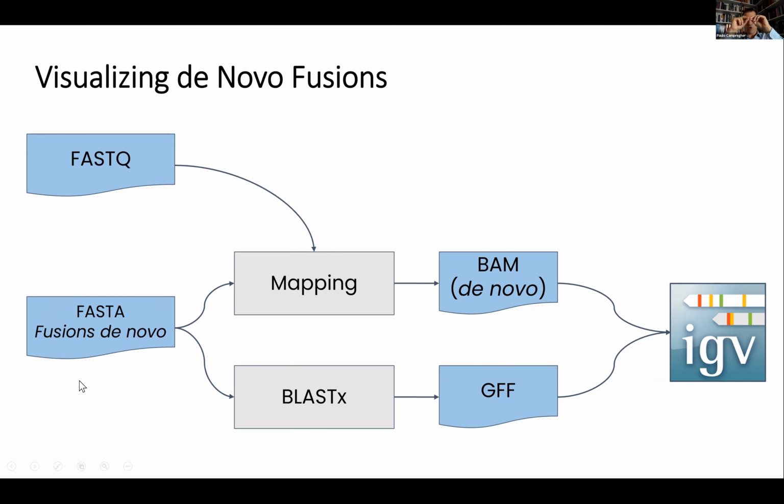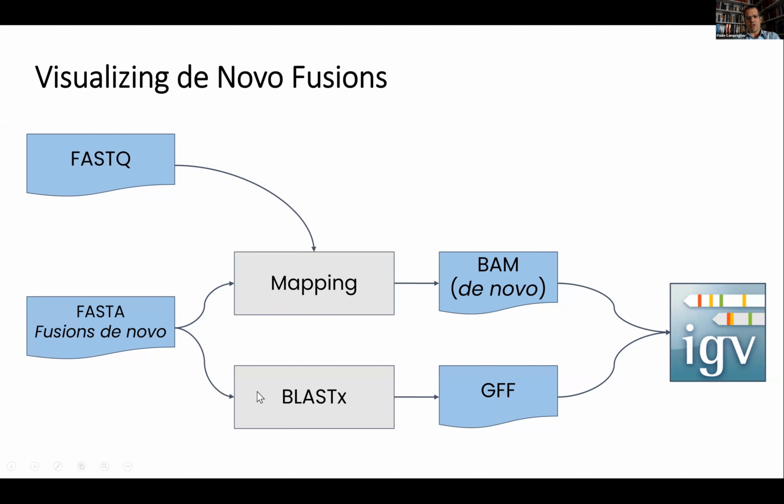We have a consensus sequence, and we generate a FASTA from these consensus sequences. And then we map our sequences to this FASTA. And for every sample, we have a different FASTA, right? Because if no fusions is called, we don't do that. But if any fusion is called, we generate a FASTA for that fusion, and then we map to this FASTA, and we generate a de novo BAM.